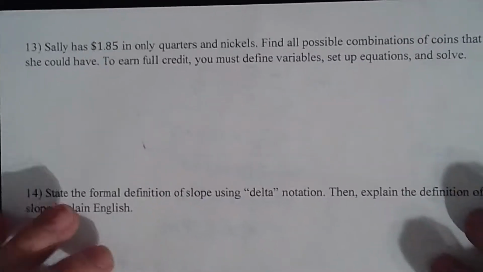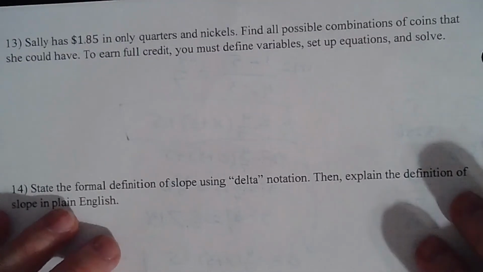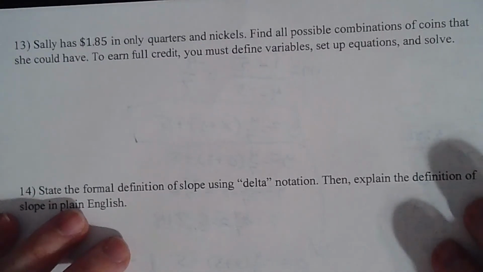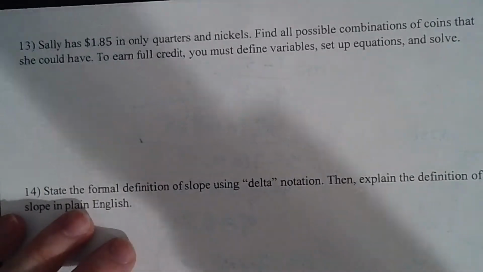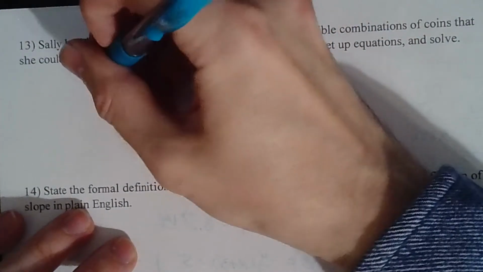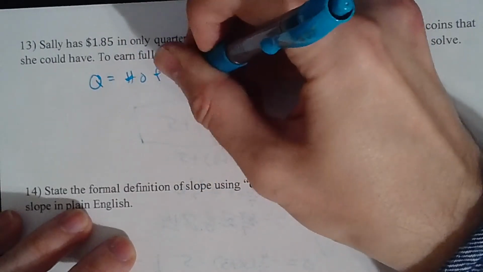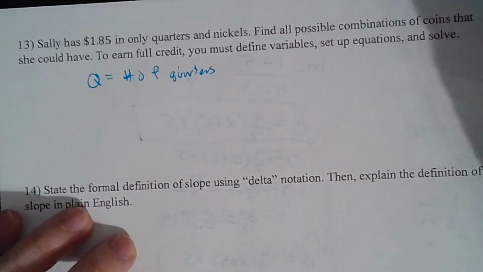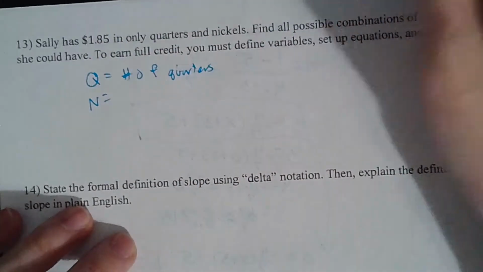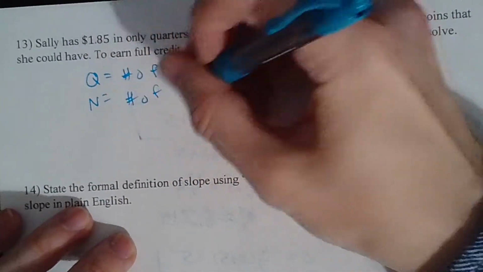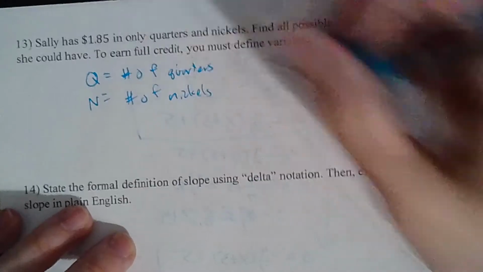Sally had $1.85 in only quarters and nickels. Find all possible combinations that she could have to earn full credit. You must define variables, set up equations, and solve. So let's define our variables. Our variables are quarters and nickels. So I'm going to say Q equals number of quarters. And I'm going to say n equals number of nickels.